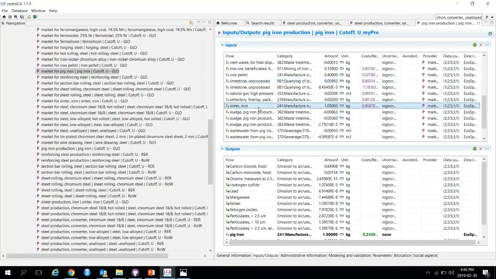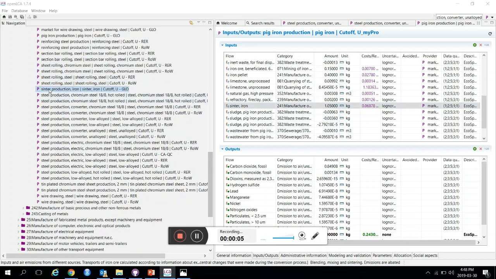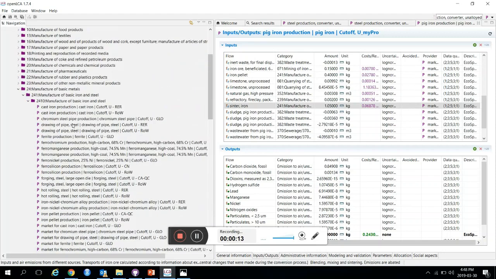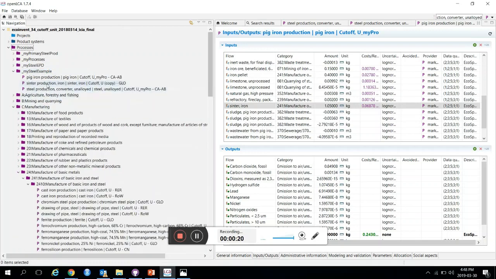We see the sinter iron here. Okay, so we can see that sinter production is here, and there's only one process, similar to pig iron. So we're going to have to use this one as our starting point, and I'm going to copy it the same way. I'm going to bring it in here, and I'm going to go paste. Okay, so now we have our sinter.